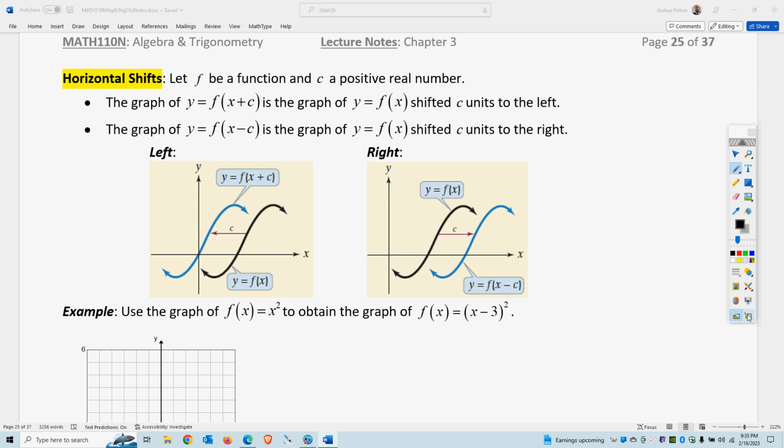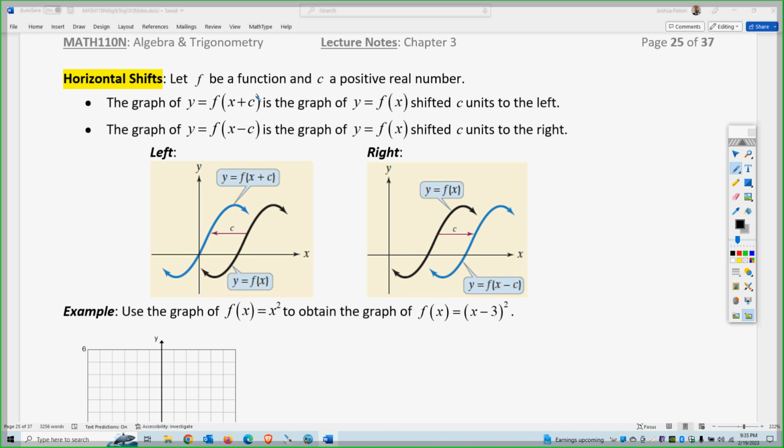This is Professor Pelton. This is part 2 of chapter 3, section 5. Now we're going to focus on horizontal translations or horizontal shifts.